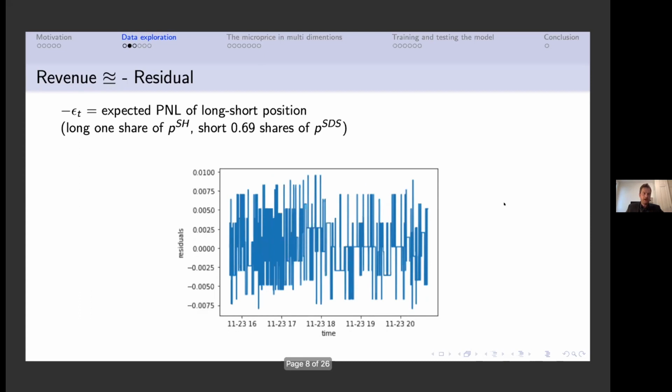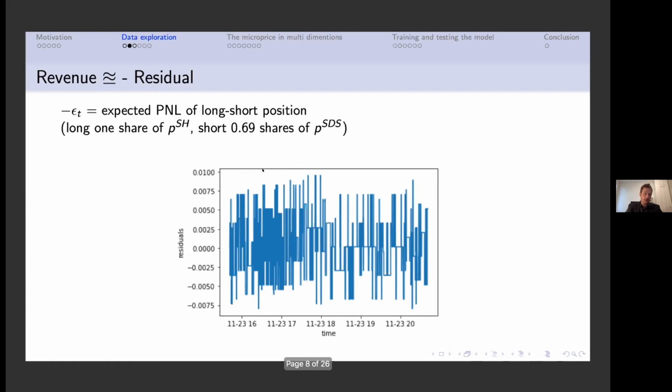And the long short position would be long one share of SH, short beta, or 0.69 in our case, shares of SDS. And one thing you might first notice, beyond this being a highly mean reverting signal around zero, is that even in extreme cases, the magnitude is sandwiched between -1 cent and 1 cent. So what that means is that SH and SDS are two very liquid ETFs. And what this means is there aren't any strict arbitrage or even statistical arbitrage opportunities for these two assets. Why?